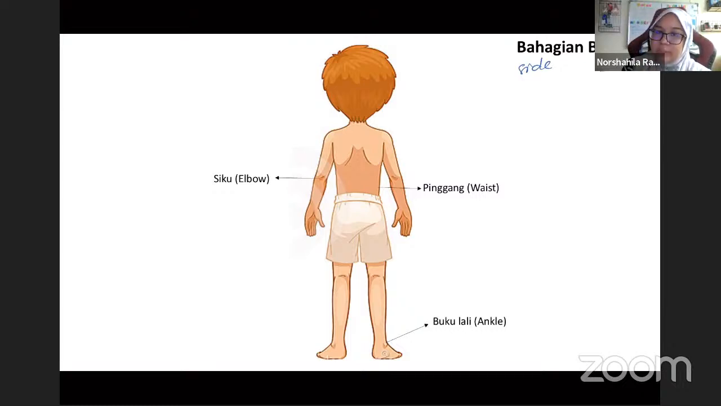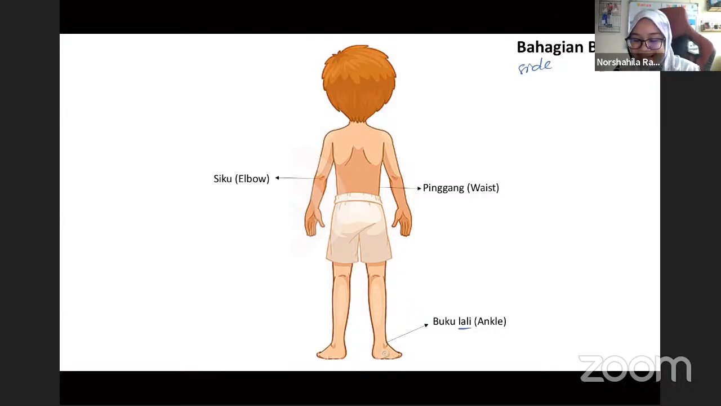And this is the badan part, and then we have a kaki part which is ankle. Okay, an ankle in Bahasa Melayu we call as buku lali. Buku means book. Lali actually means like you sober, something like that. I think the word sober is correct. But when we put together, buku lali means ankle.